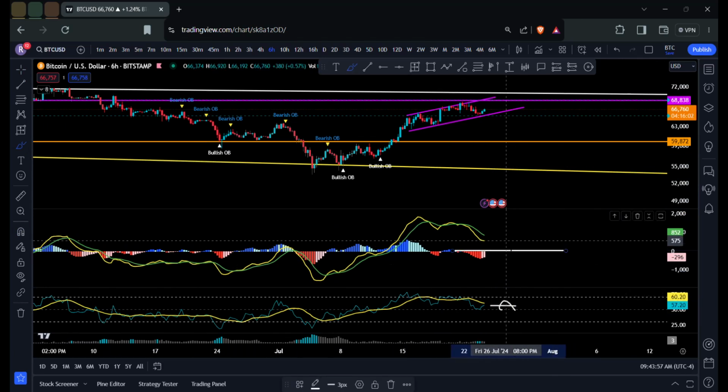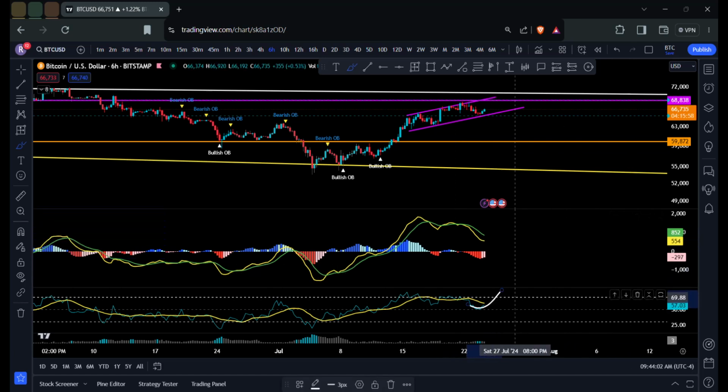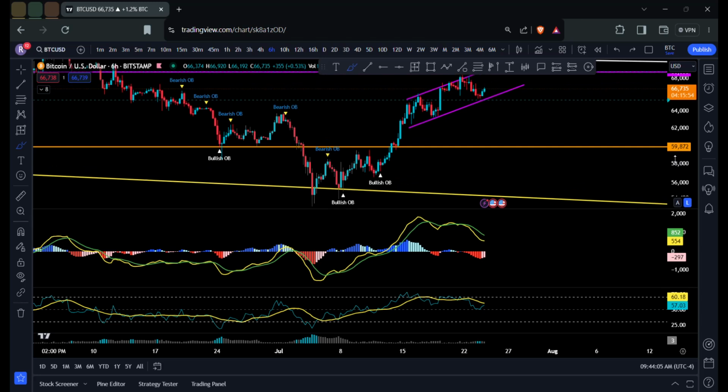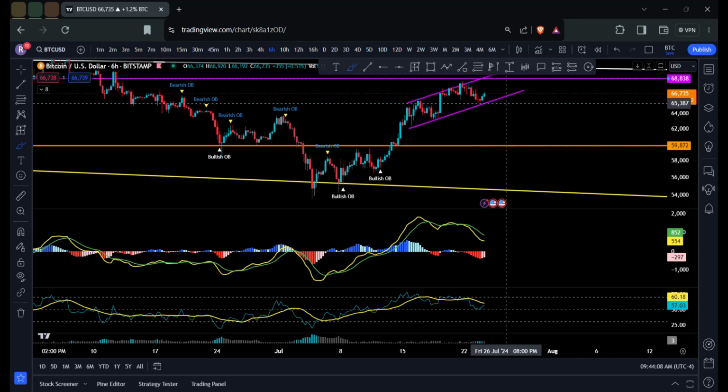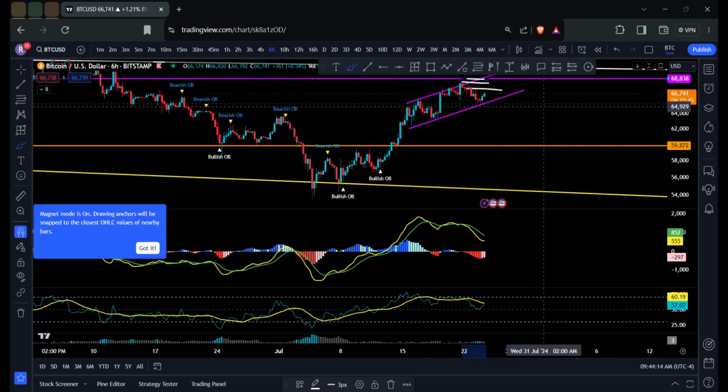We are above the 0, so we're in section A, showing me that if we do go back to the 70 and we have a nice little golden cross here above the 0 line, we will start making higher highs on the price action. We're going to retest the 67.4. We're going to retest the 68.3. We're going to retest the 68.8.